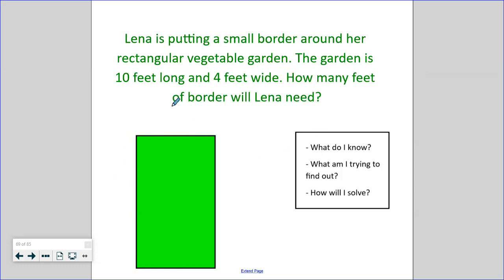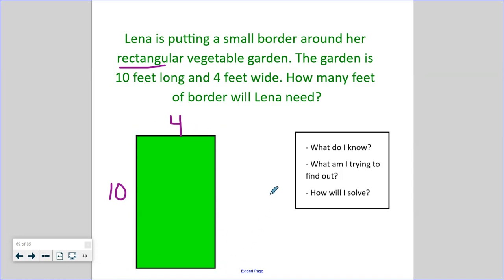It's rectangular, okay, because it said rectangular. And what do we know? We know that it is 10 feet long, and we know that it's 4 feet wide. Okay, now she's putting a border all the way around her garden. Now, she probably doesn't just want to put the border around part of it. She wants to put it around the whole thing. So if it's asking us how many feet of border will Lena need, it's asking us how much she's going to need to go around the whole thing.